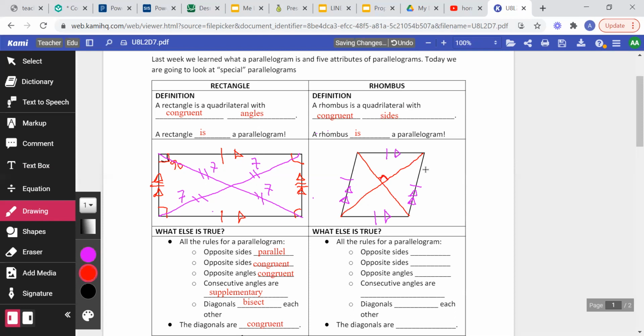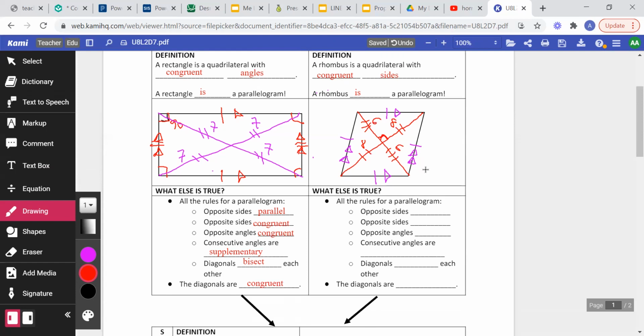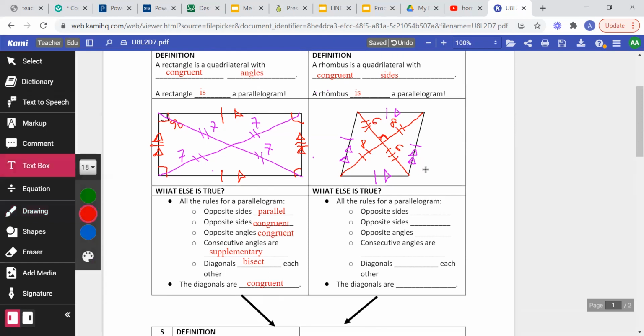So they're going to be perpendicular, which means this side is equal to this side. If this side is 6, this side is going to be 6. And this side here is equal to this side, so if this side is 8, this side has to be 8. So here, the diagonals are not congruent, okay? They are just perpendicular. So let's go back and put the specifications.